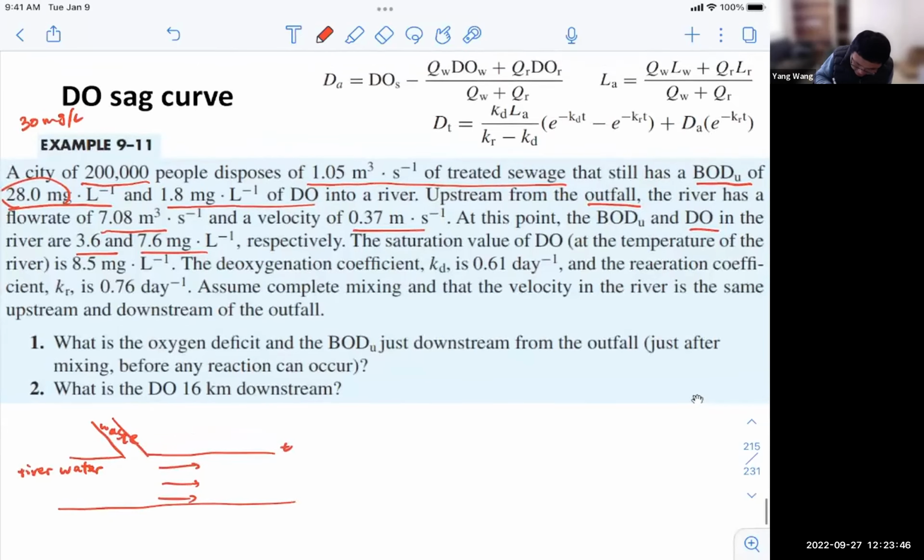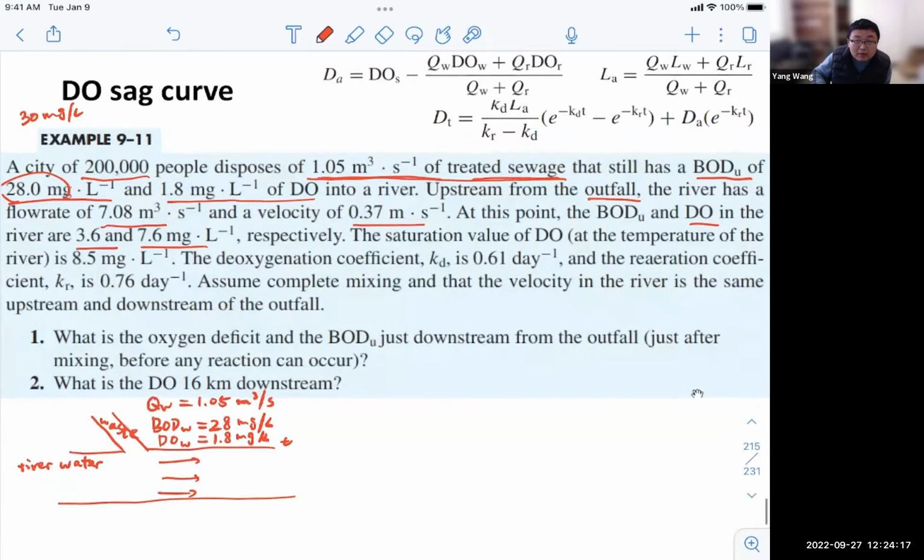Okay, so you have the wastewater. The wastewater condition is giving you the flow rate. So Q waste is 1.05 meter cubed per second. And then the BOD waste is 28 milligram per liter. And then the dissolved oxygen concentration, DO waste, is 1.8 milligram per liter.